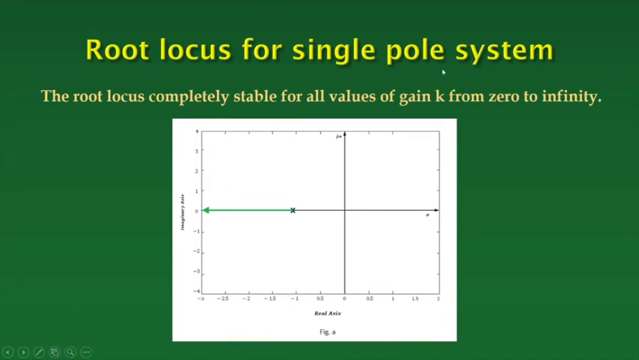Root locus for a single pole system. The general effect of addition of a pole is a tendency to shift the locus towards the right hand side of the S-plane, and this lowers the stability. Let us consider a single pole, that is, a first order system. The complete root locus lies in the left hand side of the S-plane. Therefore, the root locus is completely stable for all values of K from 0 to infinity.